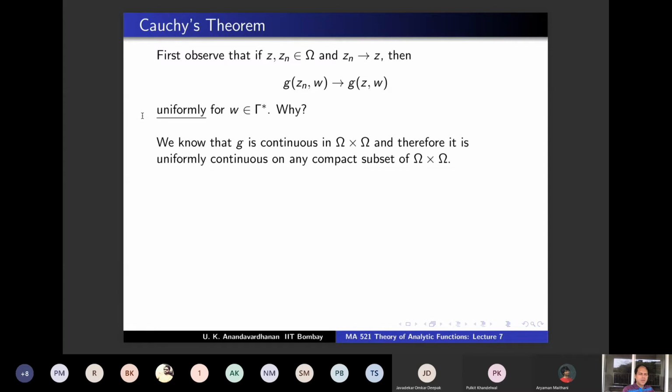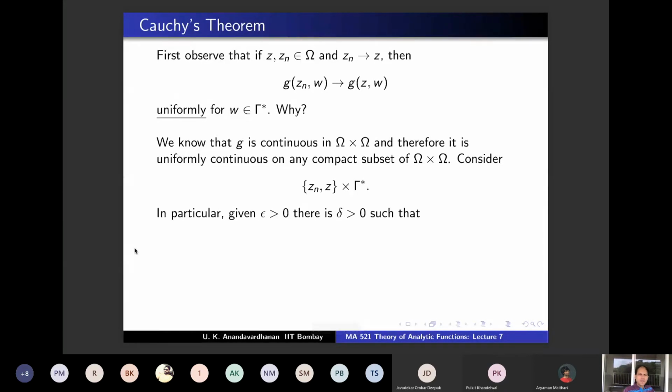So, it follows because you have uniform continuity on any compact subsets, and in particular, you can consider this compact subset. You consider all these points Zn together with the limit point Z. So that forms a compact subset, no? It's a compact subset of omega, and gamma star is also compact because gamma star is a union of small gamma stars, and each gamma star is compact and it's a finite union. So a finite union of compact sets is compact. So you can consider this compact subset of omega cross omega, and therefore on this G will be uniformly continuous.